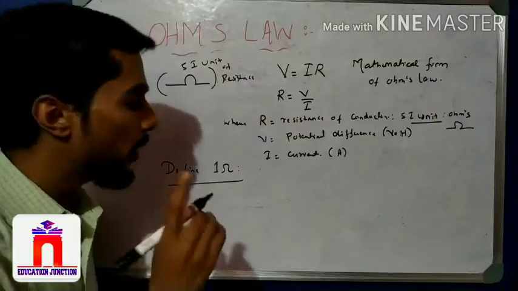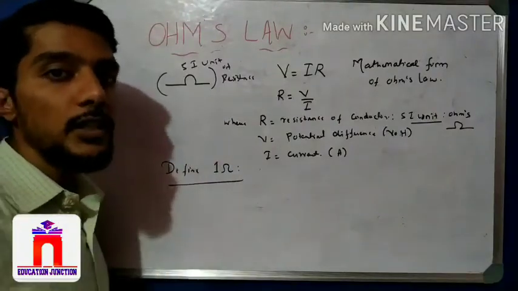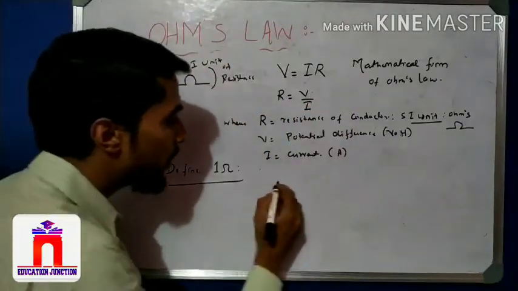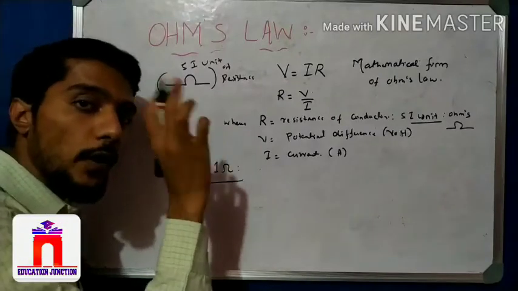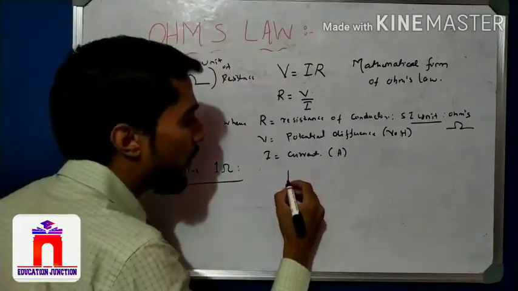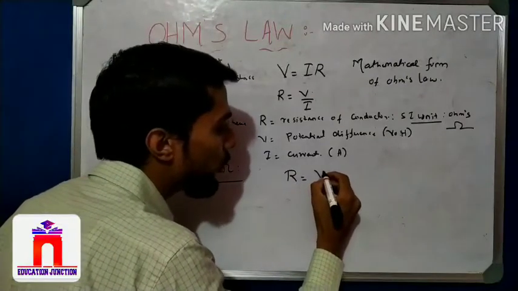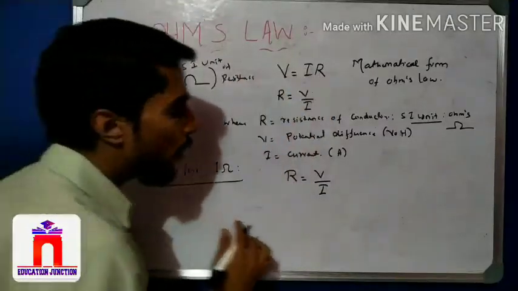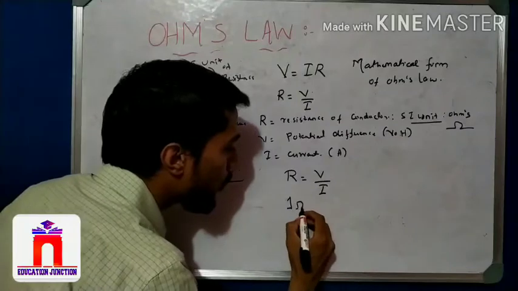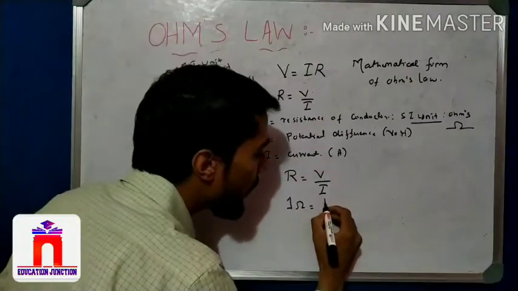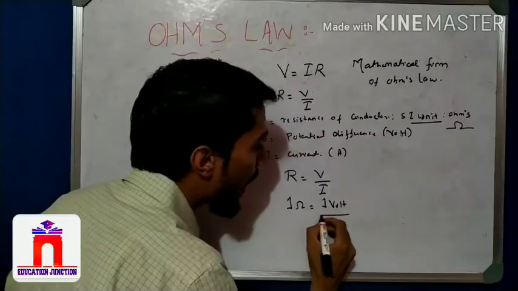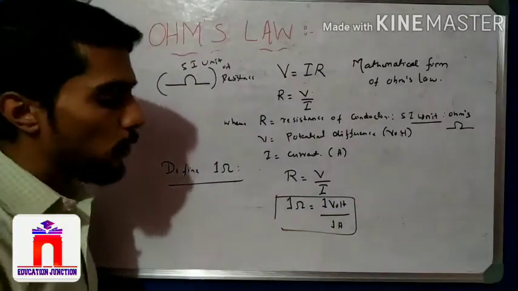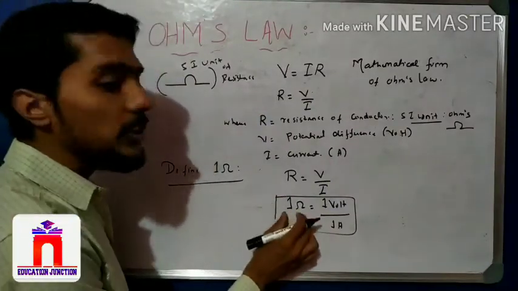We know that the ohm is the unit of resistance. How do we calculate the resistance? Resistance is nothing but the ratio of V and I. I want to define 1 ohm, meaning I want to find one resistance. So I can write: resistance is equal to the ratio of V and I, which we get from the formula. So when the potential difference is 1 volt and the current is 1 ampere in this circuit, the resistance is how much? 1 ohm. So what is 1 ohm? The resistance is said to be 1 ohm.